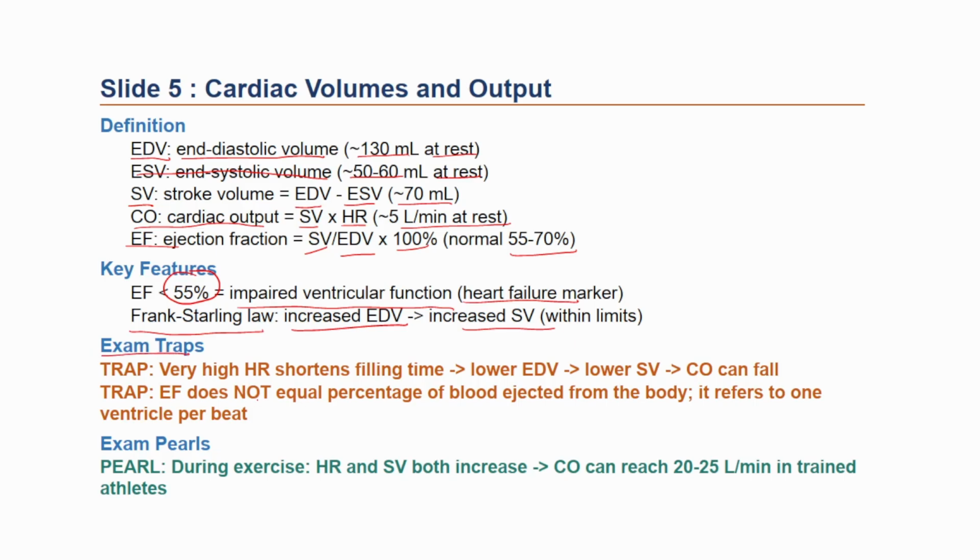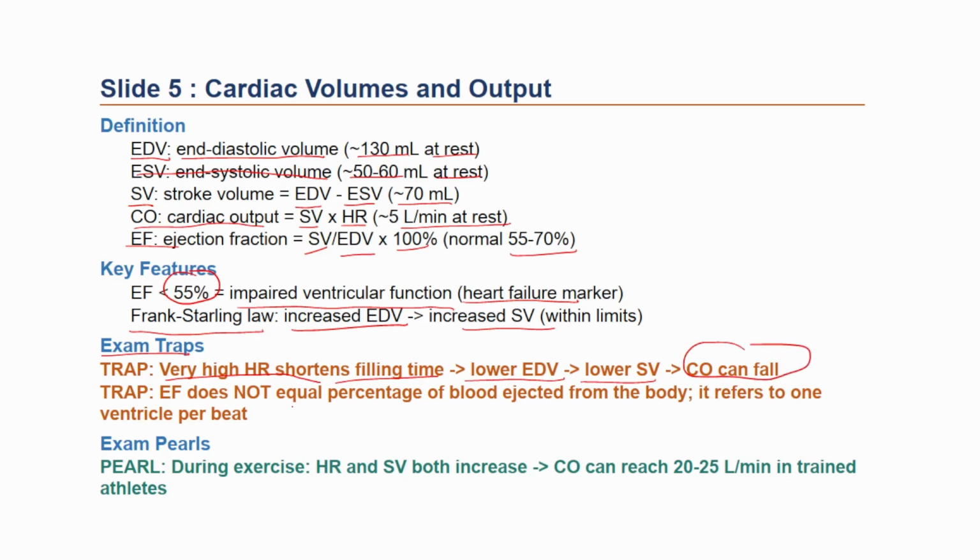Examiners exploit the mathematical relationship between heart rate, filling time, and volumetric output. A favorite trap is designing a question where a drastically elevated heart rate is assumed to continuously increase cardiac output. Remember the strict physical constraint highlighted on slide 5. That means this slide. That is, a very high heart rate severely shortens diastolic filling time, which causes a lower end diastolic volume, a lower stroke volume, and it can ultimately cause overall cardiac output to fall.